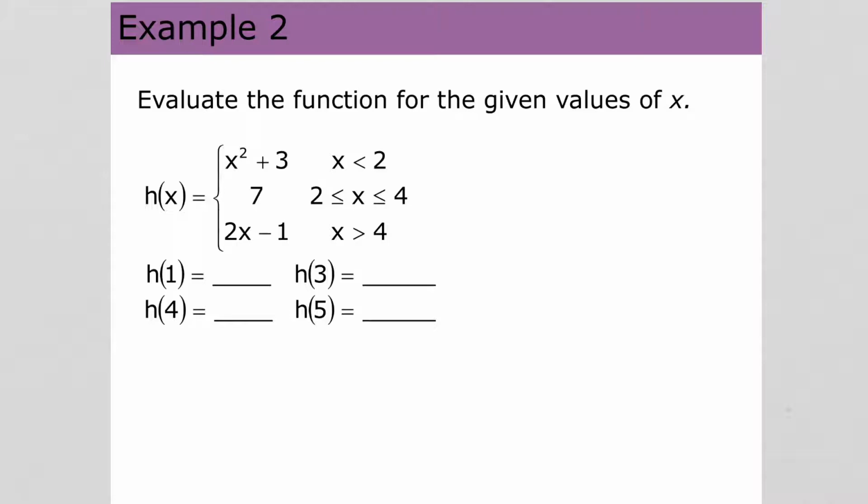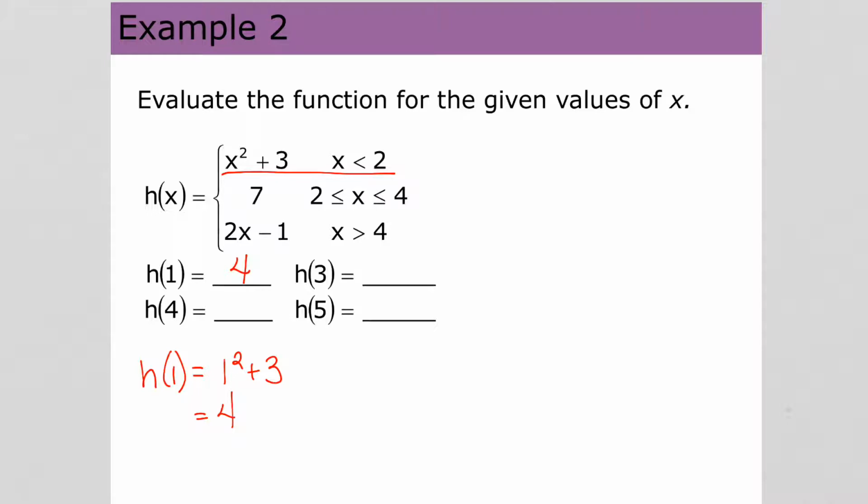h of 1. So what is y when x is 1? What we have to do is look at our definitions here and decide where 1 would be. Is 1 less than 2? Is it between 2 and 4? Or is it greater than 4? Well, it's less than 2. So we plug it in. h of 1 plugs into x squared plus 3. So 1 squared plus 3 gives us 1 plus 3, or 4. So h of 1 is 4.